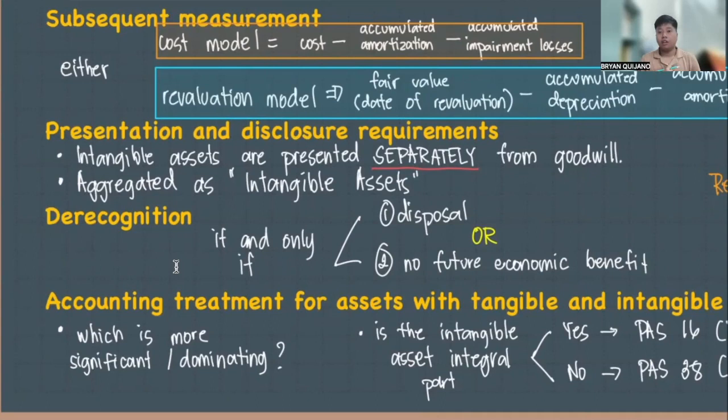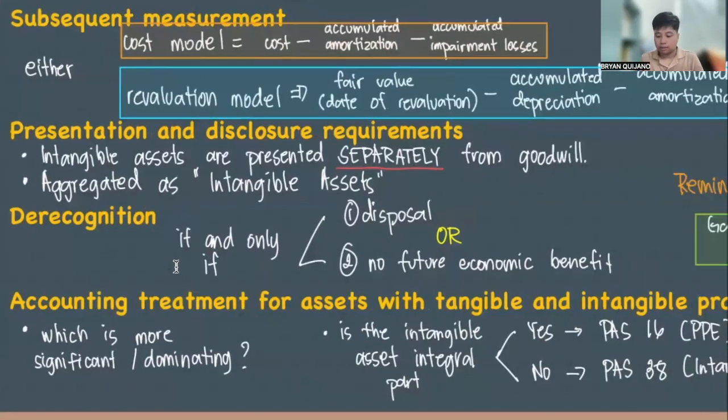If you are about to derecognize a specific intangible asset, there are two ways prescribed by the accounting standard. The first one is if you're going to dispose of a specific intangible asset. Disposal here means that you're going to sell the intangible assets, or there will be no future economic benefits that will arise from the intangible asset. That's the trigger for you to derecognize a specific intangible asset based on the accounting standards.